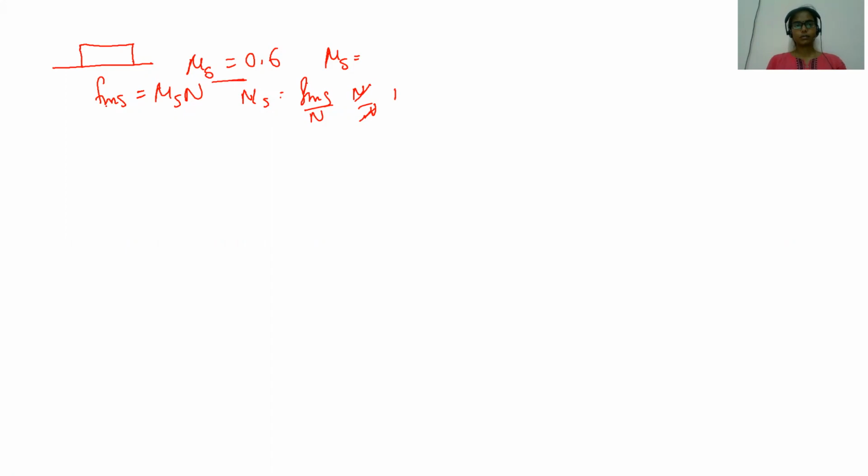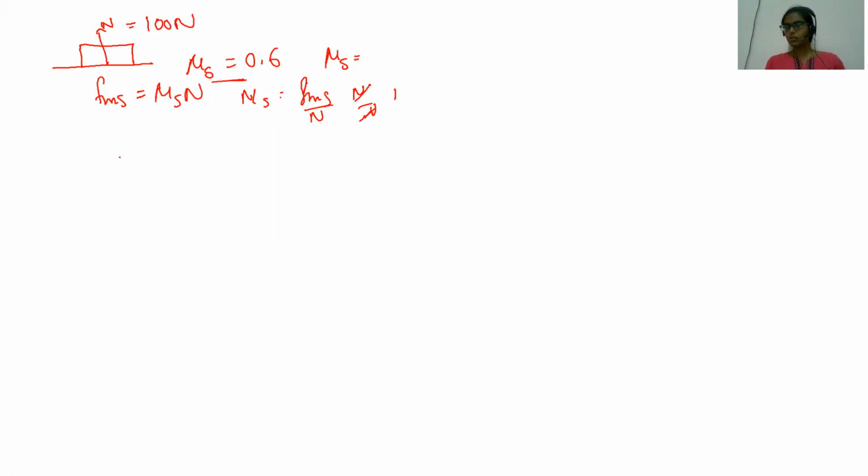Okay, so let us come to the point. Given here, mu s is 0.6. Understood, children? Mu s is 0.6, and the normal reaction on the block, acting perpendicular, is given as 100 Newton. Normal reaction on the block is given as 100 Newton.